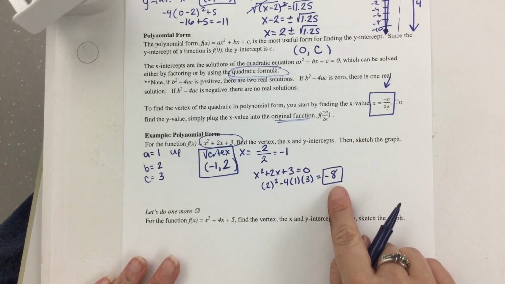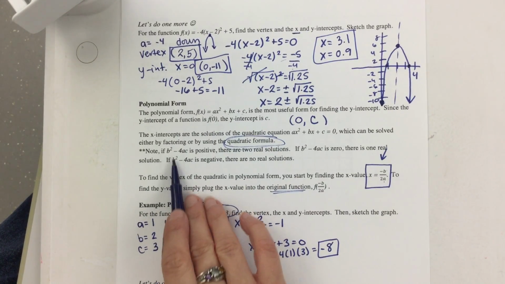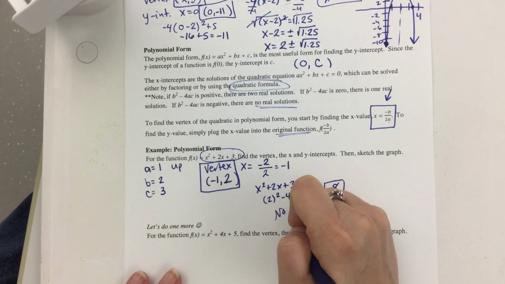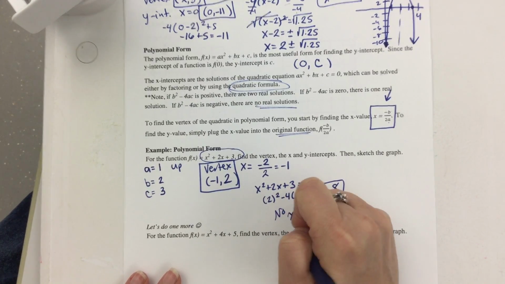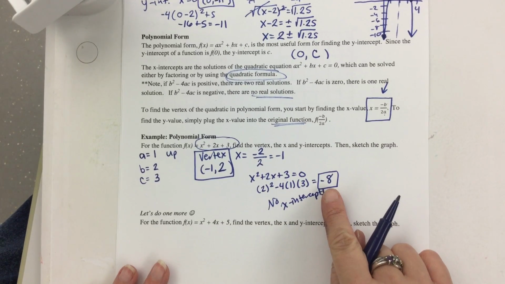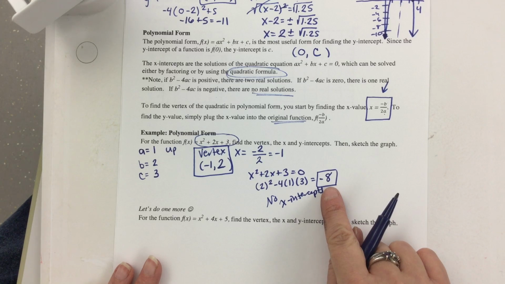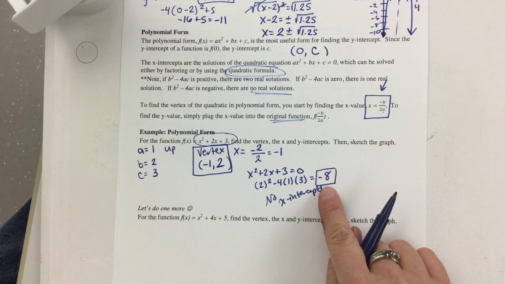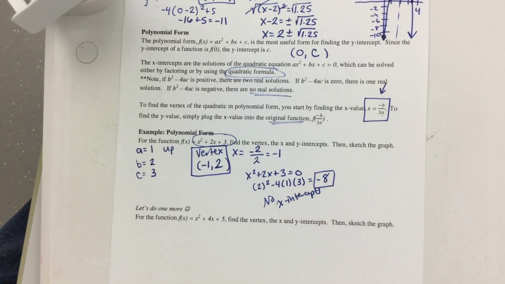This is negative. If you have b squared minus 4ac, if it's negative, there are no real solutions. So no, we have no x-intercepts because this is negative. If this was positive, we would have kept going and found those 2 locations. If it was 0, you would have kept going and found your 1 solution. This is negative, so you get to stop right now.